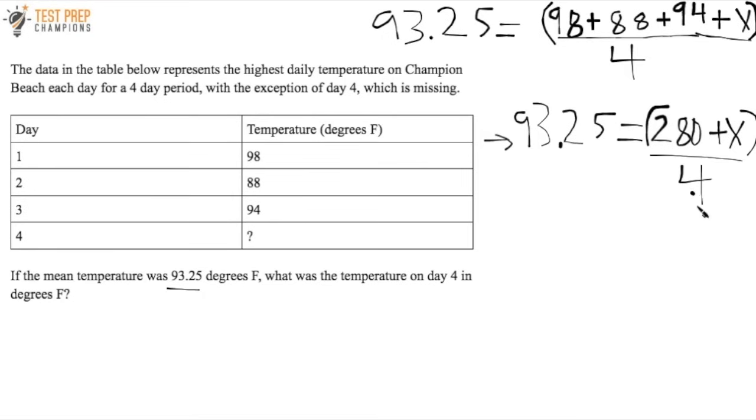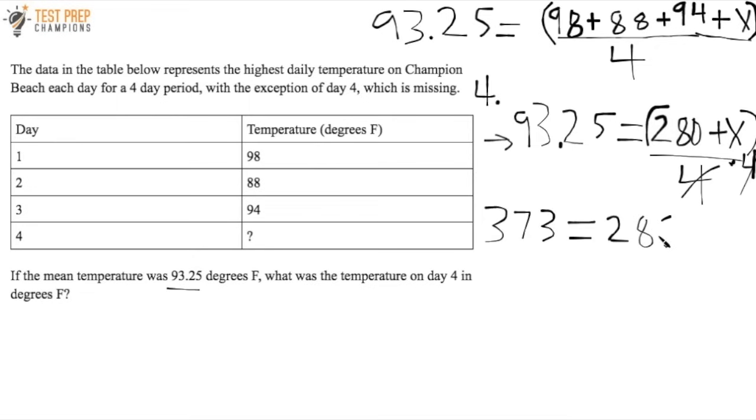I want to get rid of this 4 down here. The way that I do that is to multiply by 4, because the opposite of division is multiplication. Whatever you do to one side, you also have to do to the other, so I have to multiply by 4 on this side as well. This cancels our 4s out here. This little dot is just representing multiplication. Let me do in my calculator 4 times 93.25, which is 373. So I have 373 is equal to 280 plus x.